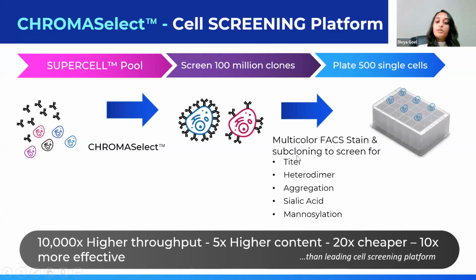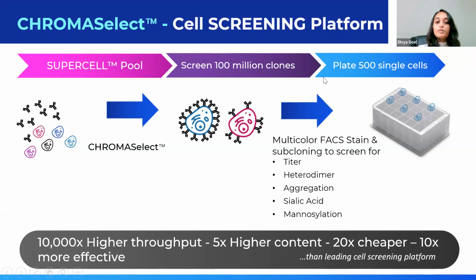And we can screen for a number of different attributes, including titer, but also other quality attributes that are ideal for certain biotherapeutics, such as heterodimer aggregation levels, and then certain glycan species. And this is just a subset of some of the things we can screen for. And from there, we would sort more and more rare populations, which have our ideal CQAs, and we would plate them out into static cultures. And from there, we can continue with the cell line development workflow.